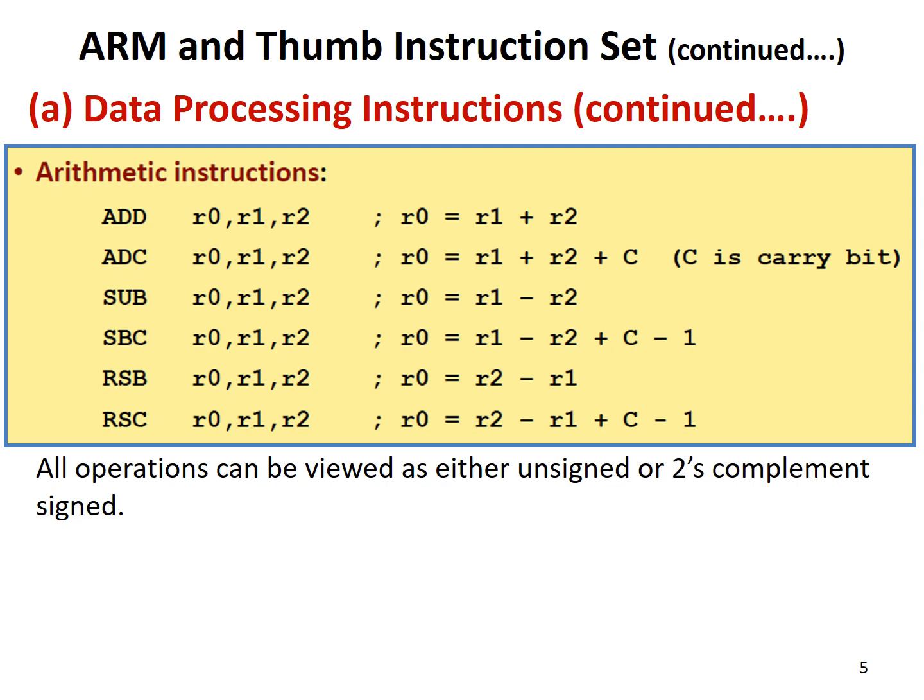When we use reverse subtract, whenever we need to change the source register order in some application, we reverse the source registers. So instead of doing R1 minus R2, we perform R2 minus R1. For that application we use the reverse subtract. Similarly, reverse subtract with carry. Here all the operations can be viewed as either unsigned or 2's complement.